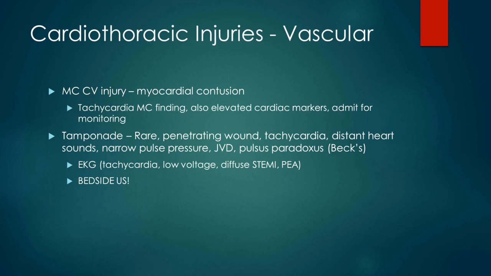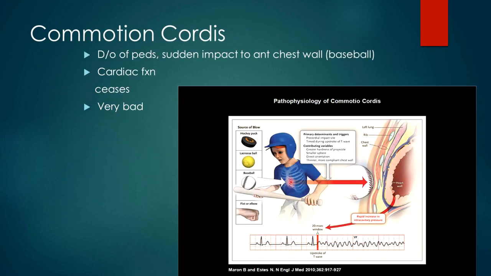Most common cardiovascular injury in kids is myocardial contusion, and tachycardia is the most common finding. Might also have elevated cardiac markers, and you may need to admit for monitoring. Tamponade is rare. Penetrating wounds can cause it. Tachycardia, distant heart tones, Beck's triad. Get an EKG and a bedside ultrasound.